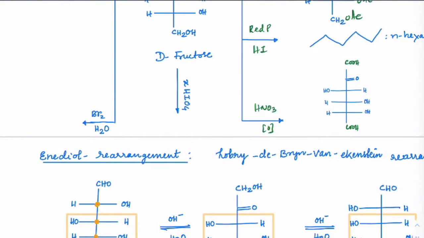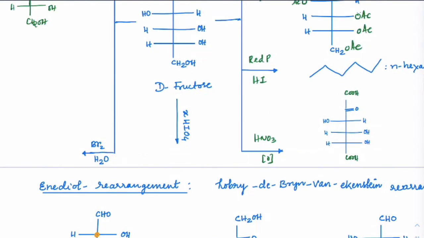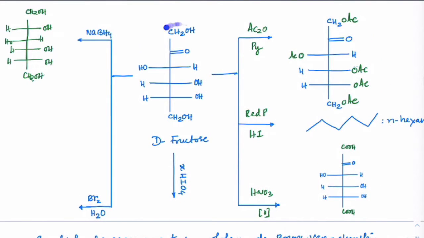With bromine, in case of D-fructose, bromine does not interact with keto forms, correct? So nothing will happen here. Whatever the form it has been, it will be the same. So no change here, correct?